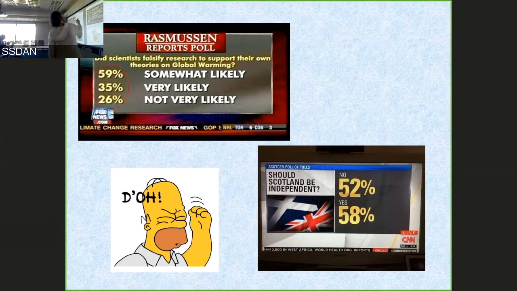And here, if you look at this, polls on Fox News: do scientists falsely research to support their own theories on global warming? Yeah, 59% somewhat likely, 35% very likely, 26% not very likely. Yikes, okay. And then here we have one on CNN.